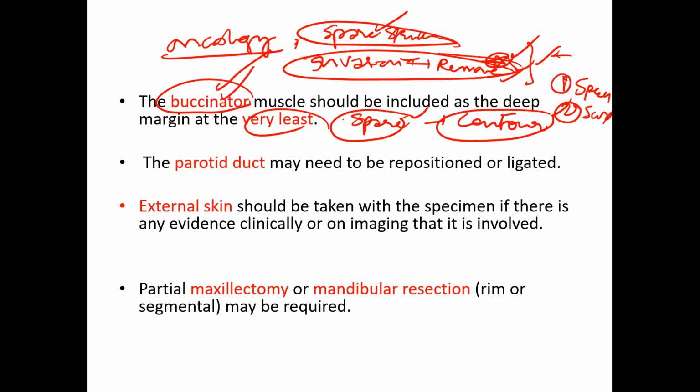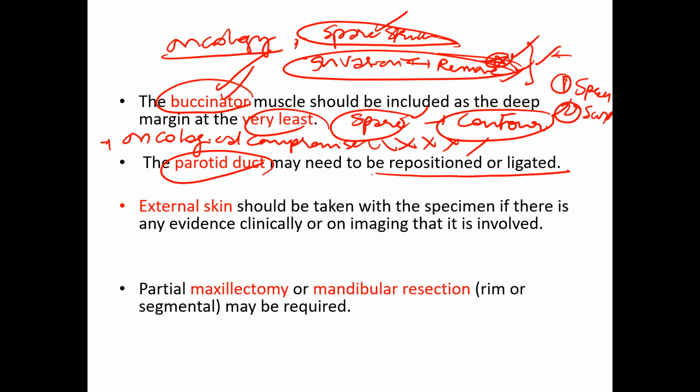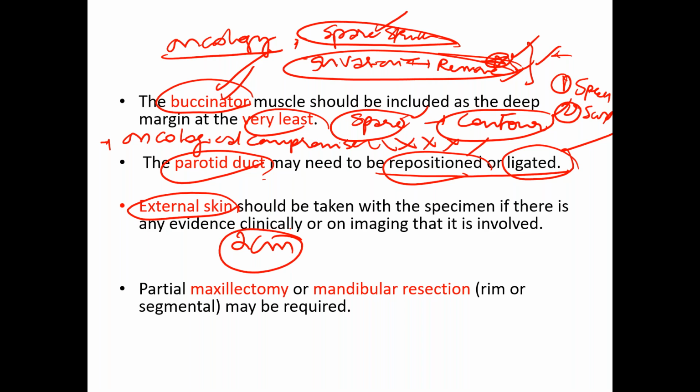So there should not be any oncological compromise. The parotid duct may be needed and repositioned or ligated. If needed, you have to remove the parotid duct. If it is preserved, you can reposition and ligate. Skin also: if skin is involved, a 2 centimeter margin is needed. So along with the specimen, you have to take out the skin.